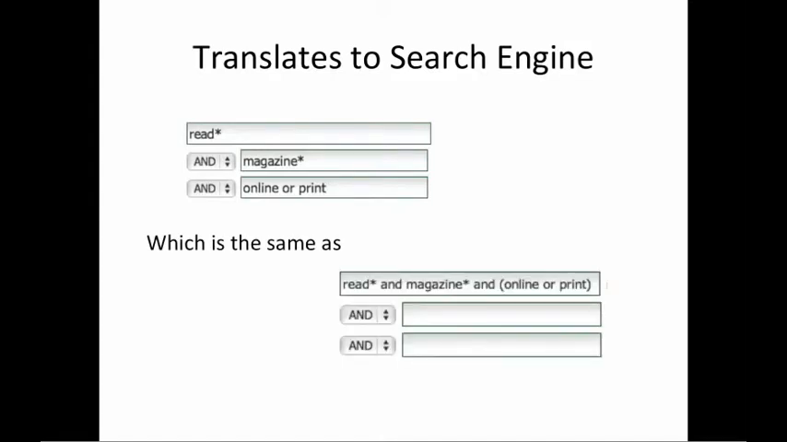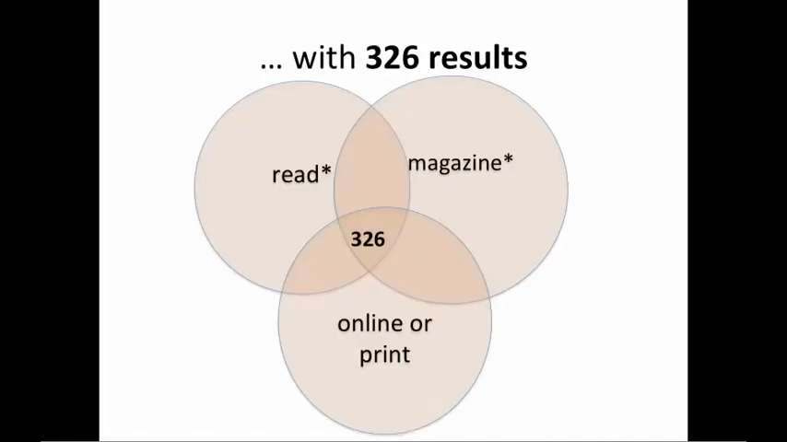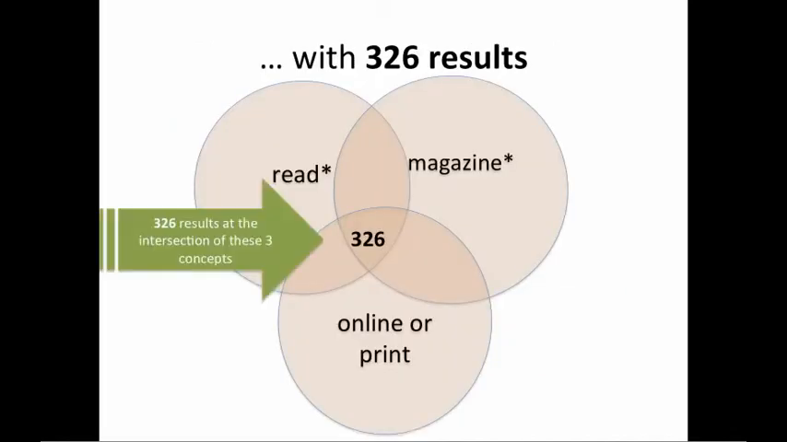So basically you're just putting the asterisk at the end of the word you want to truncate in your search terms. This does not work in Google. It doesn't work in Google Scholar, just FYI. It works in pretty much all the library databases. And when we do that, we get 326 results.